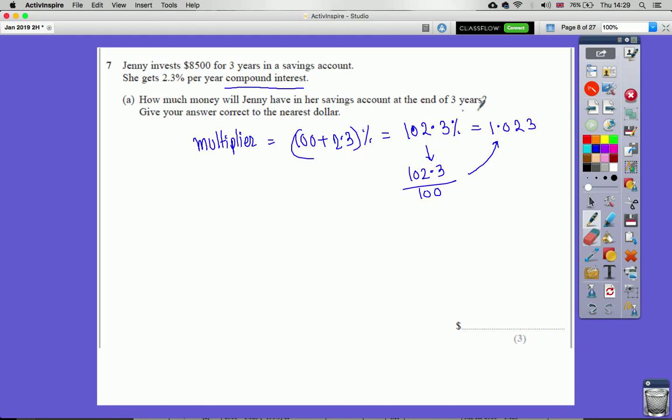The next thing you do is find out how much she will have in her savings account at the end of 3 years. The initial investment was $8,500 multiplied by the multiplier 1.023, and the number of years is 3, so to the power of 3. So let's see how much we get. 9100.09.